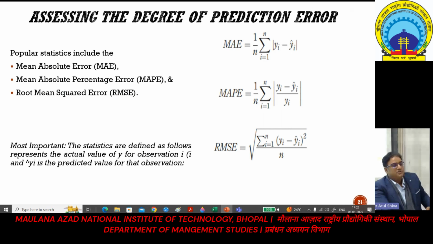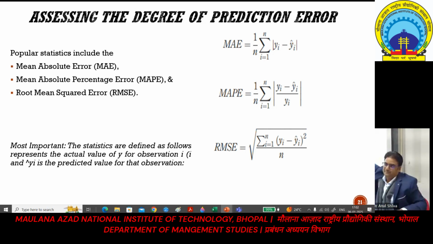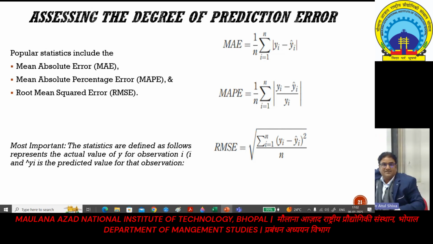So three types of error will come. Look at MAE, MAPE, RMSE. If the residuals are normally distributed, a bell-shaped curve, you will use RMSE. Write down: if the residuals are normally distributed, you will compare RMSE errors.